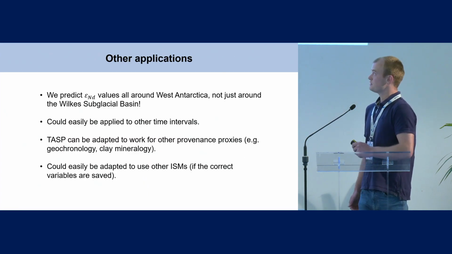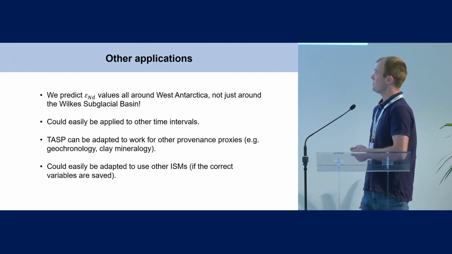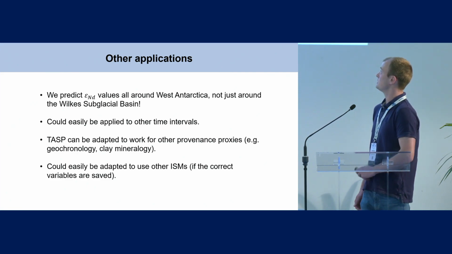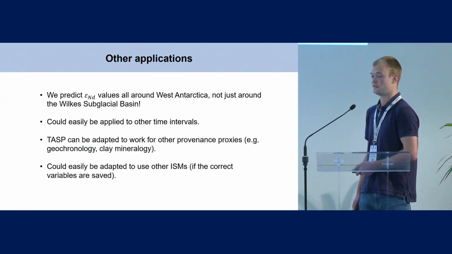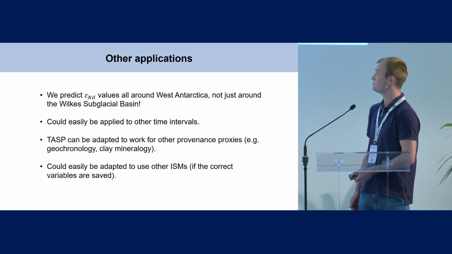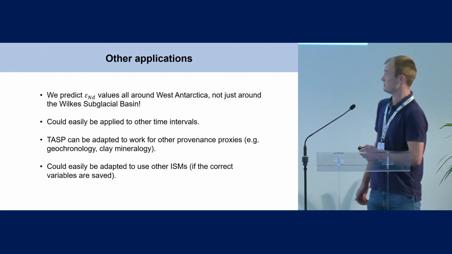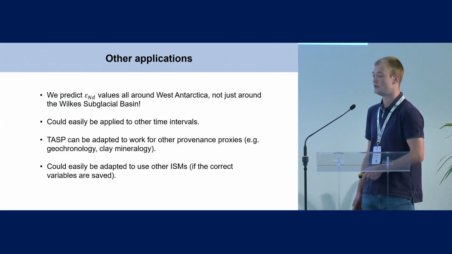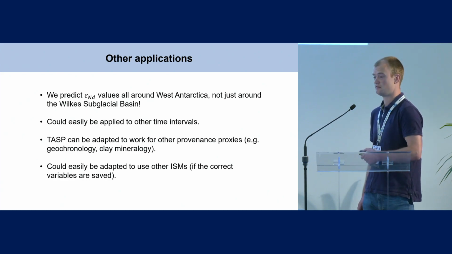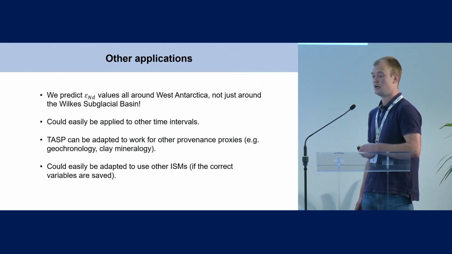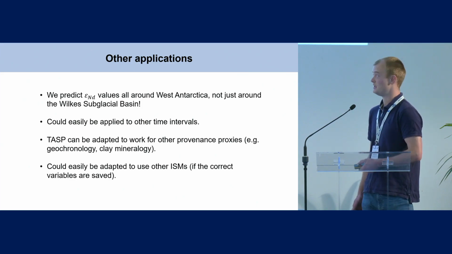So I've talked a lot about the Wilkesville Glacial Basin, but this method is predicting epsilon neodymium values all around West Antarctica, where I've done the literature compilation. It's not just the Wilkesville Glacial Basin. So you could easily look at other core sites. You could look at different ice sheet model simulations, or other time intervals. It's called tracing Antarctic sediment provenance, and we could adapt it to work for other provenance proxies. And because it's written separate to the ice sheet model, it could easily be applied to other ice sheet models if you've got the correct variables saved. But I'm happy to talk about that if anyone's interested.